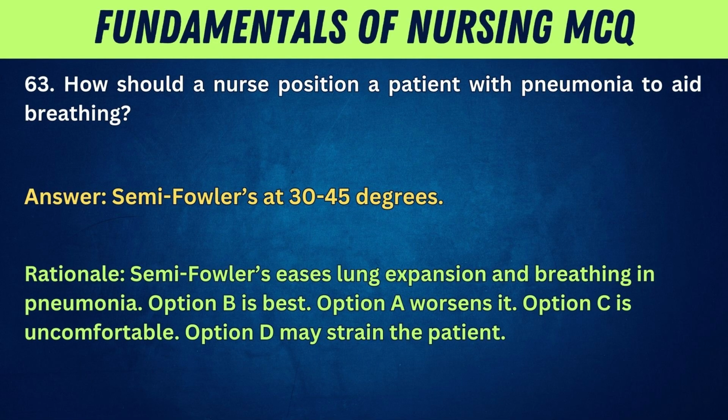Answer: semi-Fowlers at 30 to 45 degrees. Rationale: semi-Fowlers eases lung expansion and breathing in pneumonia. Option B is best. Option A worsens it. Option C is uncomfortable. Option D may strain the patient.